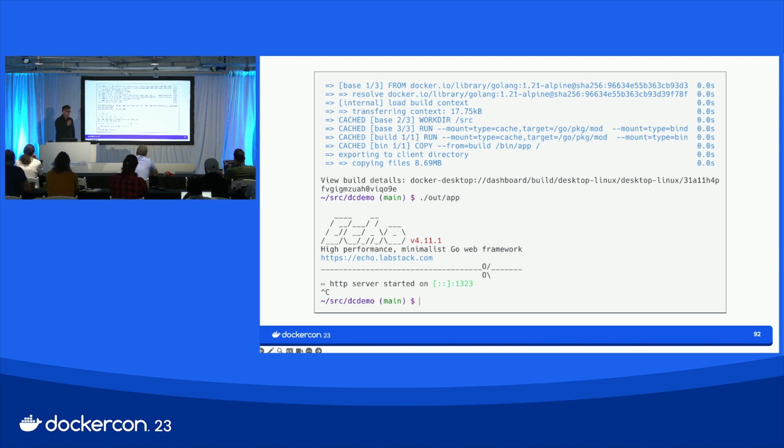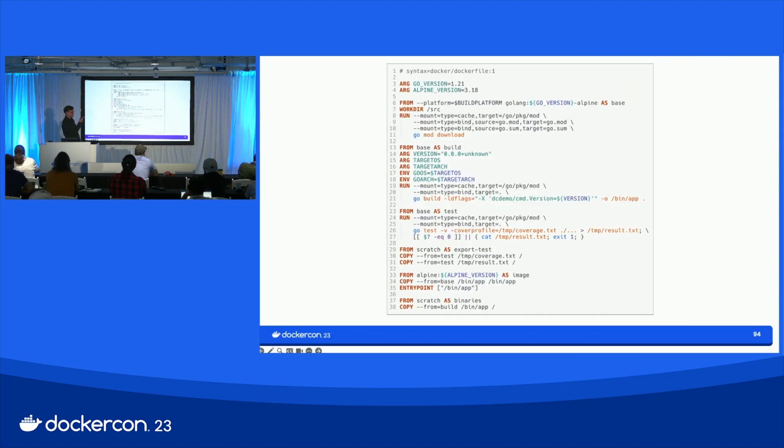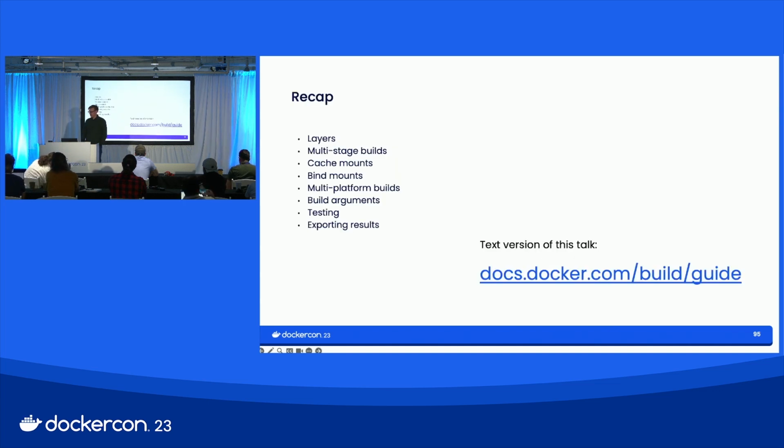All right. This has been tips and tricks for building with Docker and utilizing various different features of the Dockerfile. At this point, this is what our Dockerfile looks like. And this looks quite good to me. So here are the features that we covered: layers, multi-stage builds, cache mounts, bind mounts, multi-platform builds, build args, testing, and exporting the results.